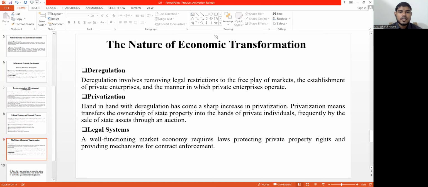Deregulation. Deregulation involves the government removing all the legal restrictions for trade and investment. Here, the government reduces legal restriction, ensures a level playing field, and establishes private enterprise in the manner in which they operate. All the laws, rules, and regulations will favor private operators.